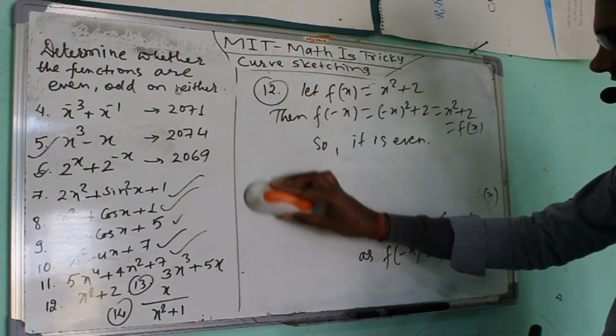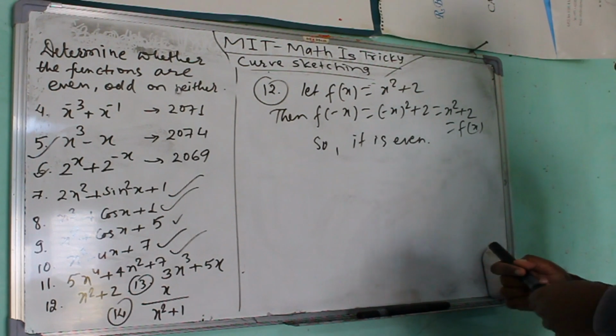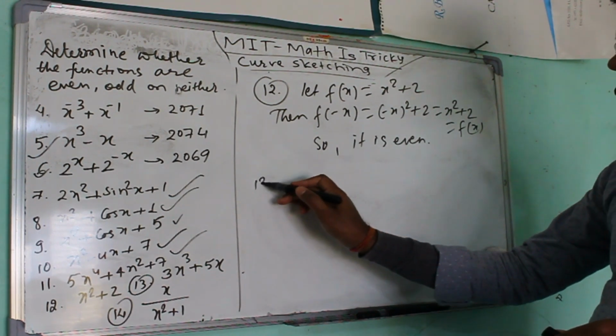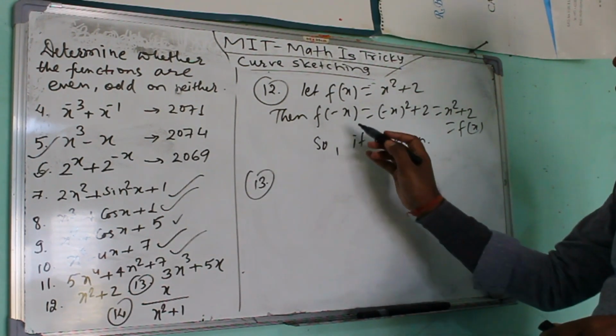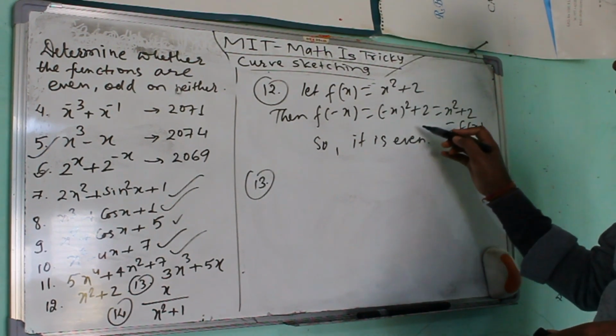Let's see question number 13. It will just take a second if you understand and do it properly. By looking also we can say here all the powers are even, so it is an even function.